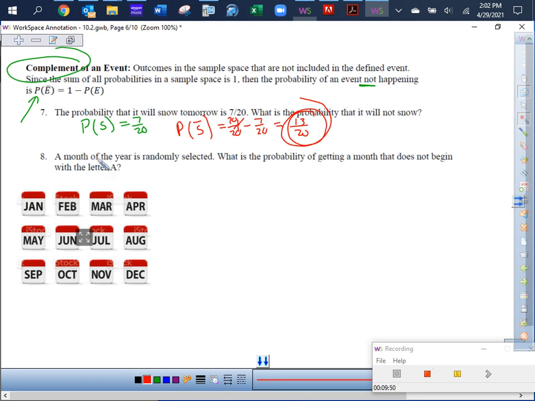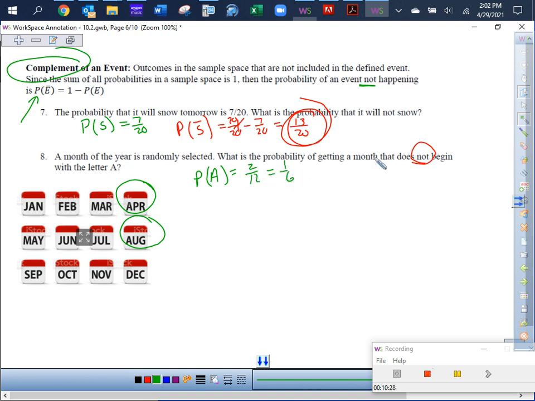Here's another one. A month of the year is randomly selected. What is the probability of getting a month that does not begin with the letter A? Now, there's two ways to find it. You could definitely count up all your months that don't begin with A. Obviously, I wrote them out by snipping this, so if you didn't know your months, you'd have to write them all out. But you could just literally count them up, the ones that don't have an A, or you could count up the ones that do have an A. It's just April and August in that scenario. So April and August, we got the probability of an A being 2 out of 12, which is 1/6.